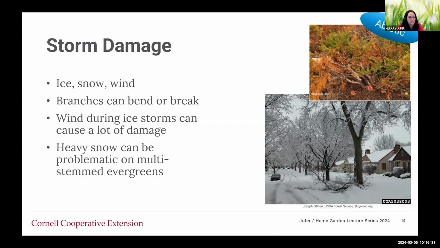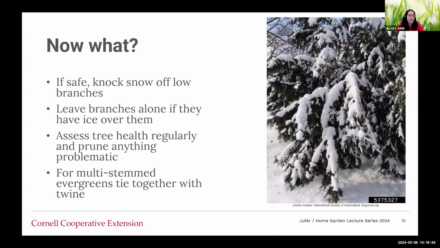And this picture up here, it's kind of hard to see, but you're seeing this yew up top is broken due to the snow load. So it's definitely a possibility. You can see branches falling down here. So you have snow. You're in New York. We did get a little snow this year.